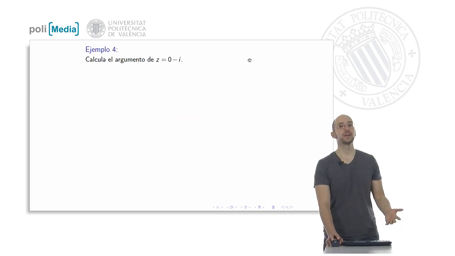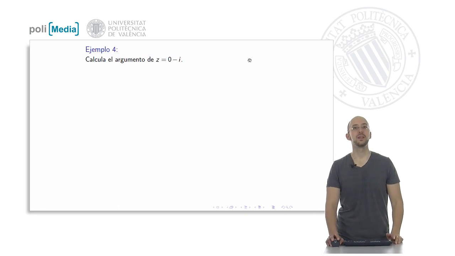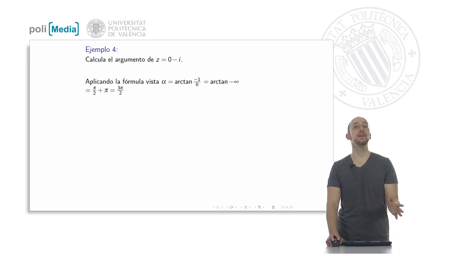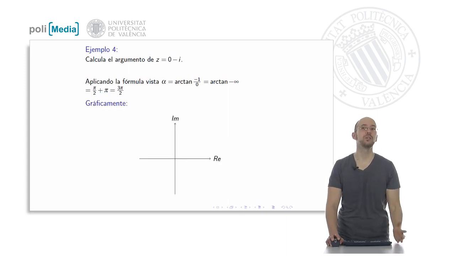Now next, what happens if instead of taking that complex number, we take the conjugate, the opposite, which in this case coincides? Well, to apply the formula again, it would be, in this case, minus 1 divided by 0. In this case, it would be arctangent of minus infinity, which would be pi halves plus pi, or what is the same, 3 pi halves. How do we get this angle?